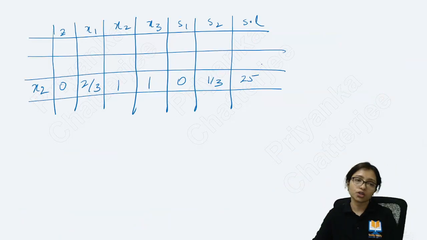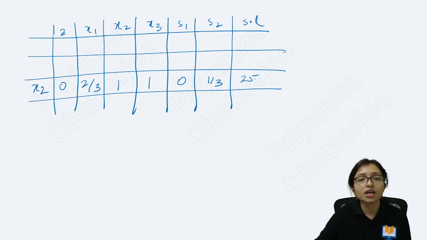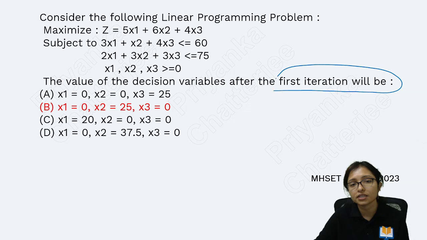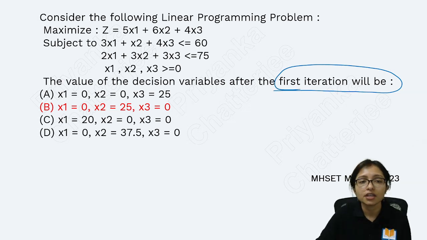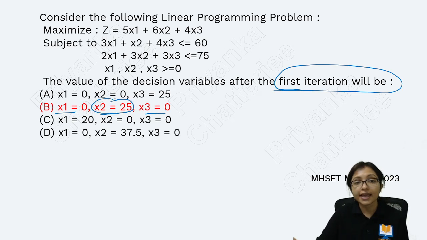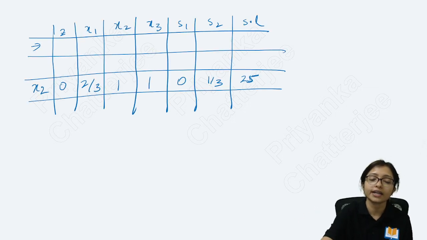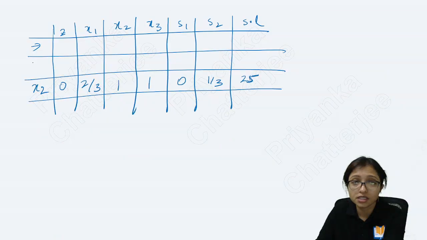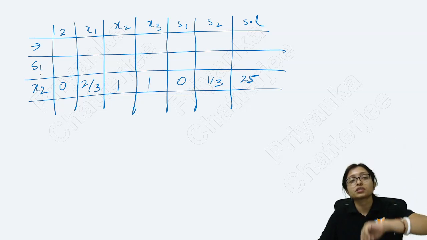You ultimately got the solution. No need to do anything else, because whenever you are solving the z, you will get some value. Ultimately in your question it is asking what the value is after the first iteration, your values of x1, x2 and x3. So you already got the x2 value. x1, x3 will definitely be 0, because x1, x3 have not entered till now. Here this value will be s1. You have to continue the process.